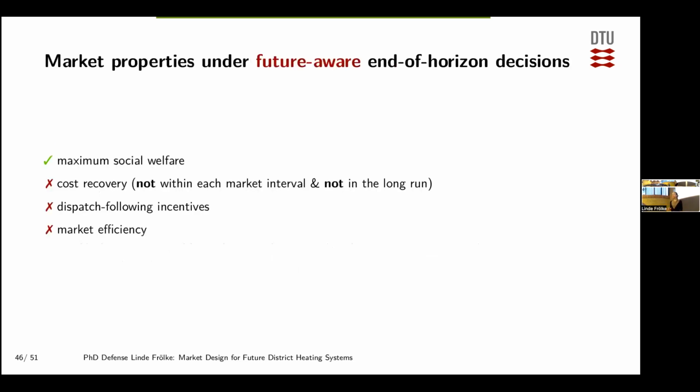So due to the existence of those weak solutions, we do not guarantee cost recovery in this market design, not within each market interval and also not in the long run. Dispatch following incentives are also no longer guaranteed, and therefore market efficiency does not hold. Because the primal solutions are equal between the full horizon problem and the split horizon problem, we do have the maximum social welfare under this perfect foresight case.